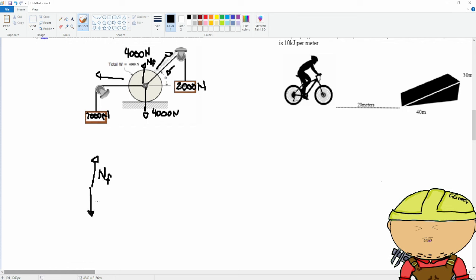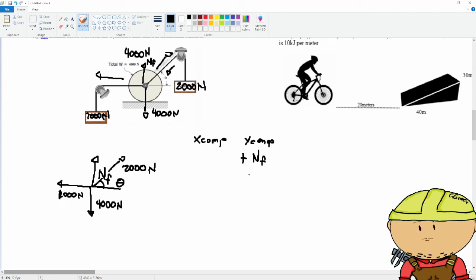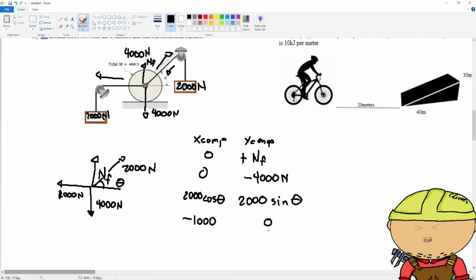NF, 4,000, 2,000. Wait, I think this is 1,000, and this is 2,000. My writing is very bad. Theta. X component, Y component, let's do it. For the Y component, NF is going upward, so it's positive NF. 4,000 is going downward, so it's negative 4,000 Newton. Then 2,000 Newton sine theta, then 2,000 Newton cosine theta, because we don't know the theta. Then 1,000 Newton going to the left, zero for the Y component. That's all the forces. There are only 4 forces in the diagram.